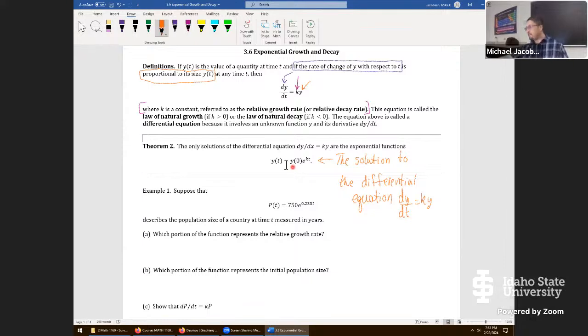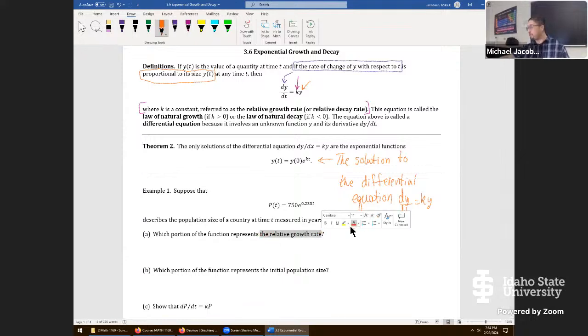Okay, well, let's take another look at this function right here. We're going to change y of t to something specific. We put down p, we're thinking about population size. We put down m, we're thinking about mass, and so on. And so it says here, p of t describes the population size of a country. Who knows what country, just a random example, at time t measured in years. It asks us which portion of the function represents the relative growth rate.